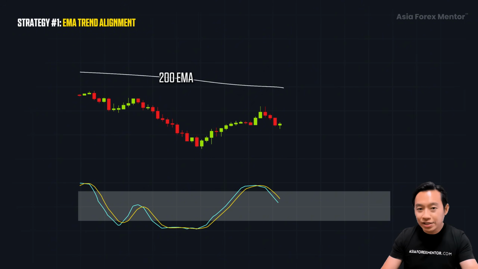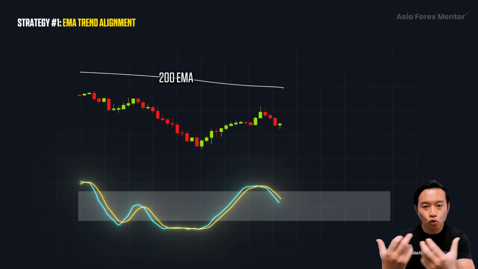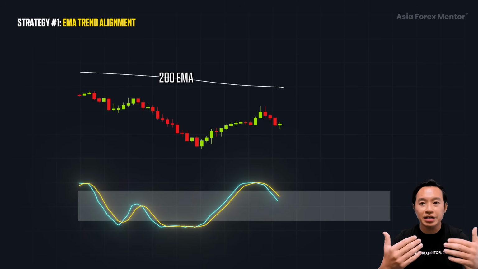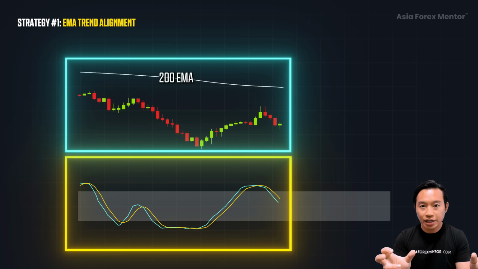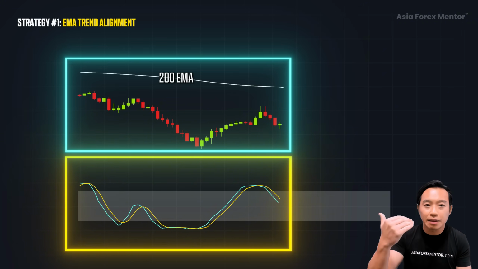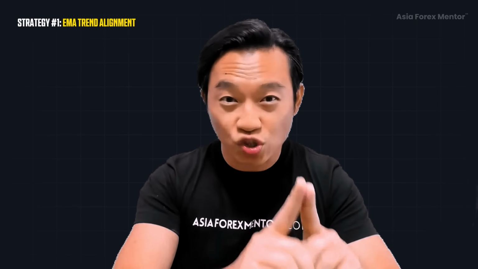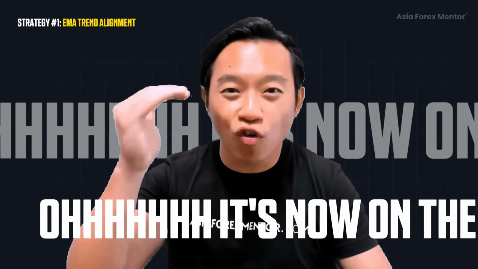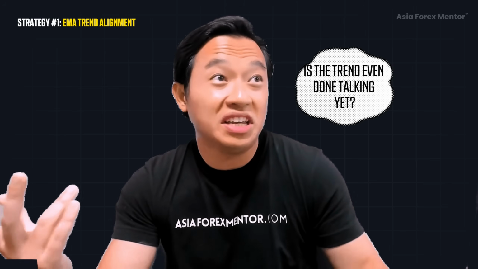Once you start seeing this rhythm of how the stochastic and the 200 EMA move in harmony, you're going to realize that momentum and trend are simply two sides of the same story. This alone is going to stop you from taking trades that fight the market flow. This is so important. So the next time the stochastic screams that it's in the overbought zone, ask yourself, is the trend even done talking yet?